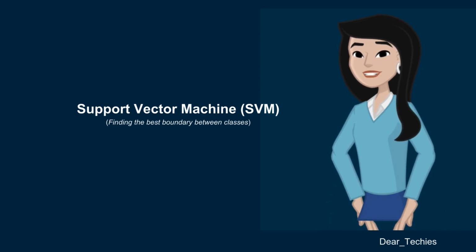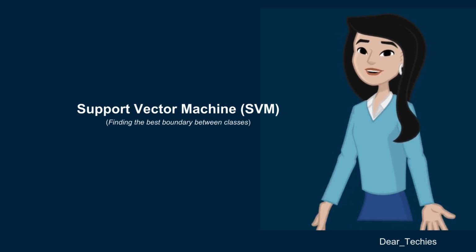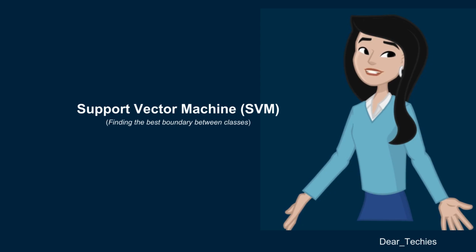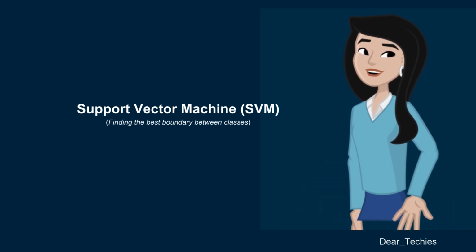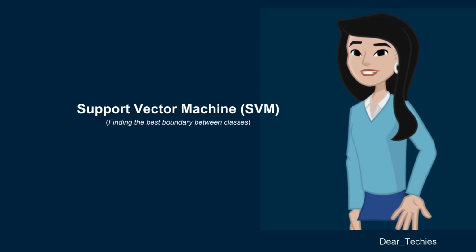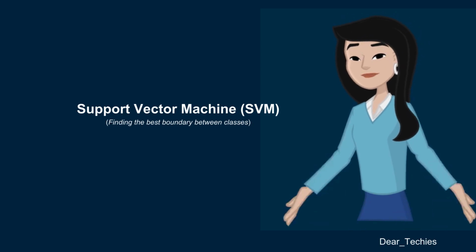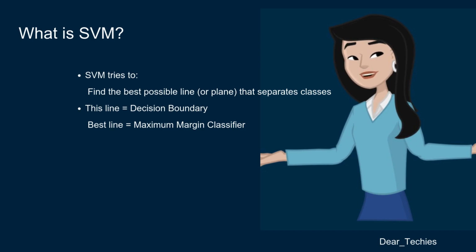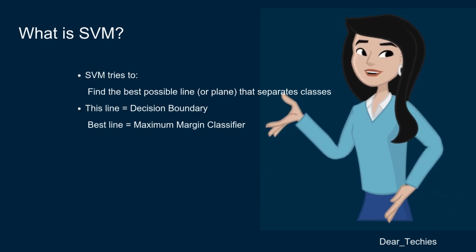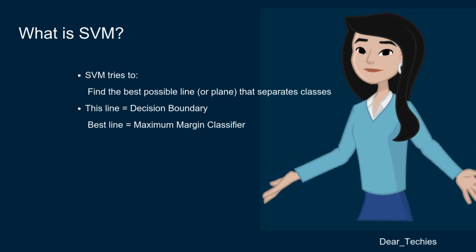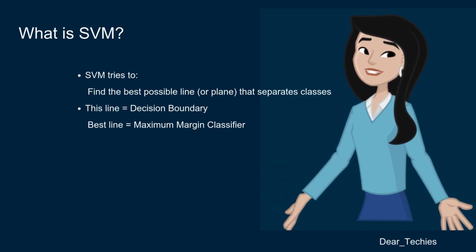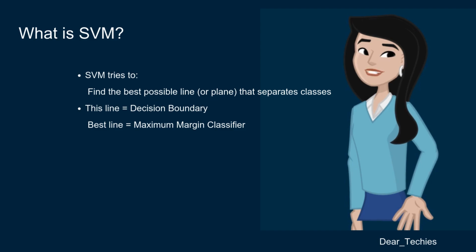Today we explore support vector machines, one of the most powerful and mathematically elegant algorithms for classification. SVM is mainly used when we want a clear, strong boundary between categories. SVM is an algorithm that tries to find the best separation boundary between two classes. This boundary can be a line in 2D or a plane in higher dimensions. The best boundary is the one that keeps the classes as far apart as possible.